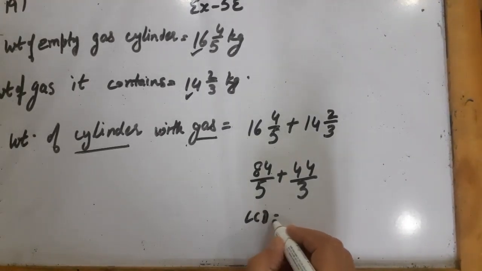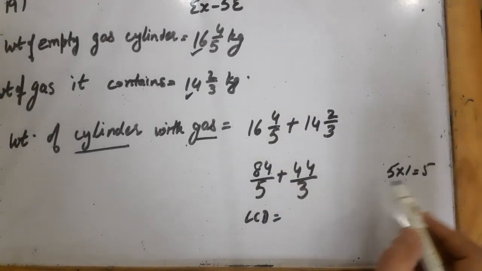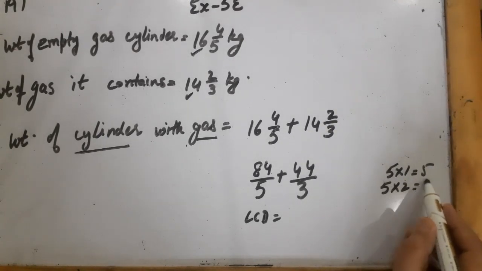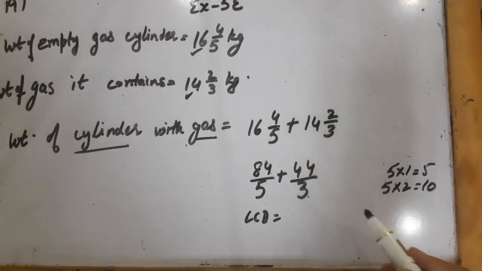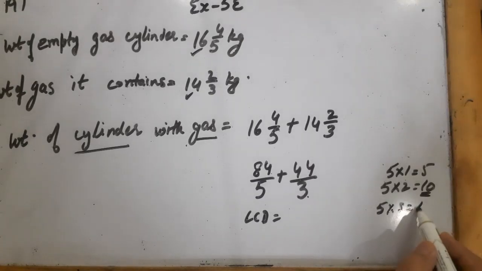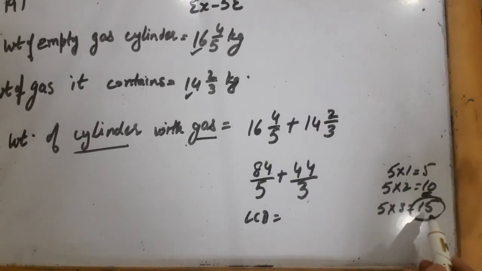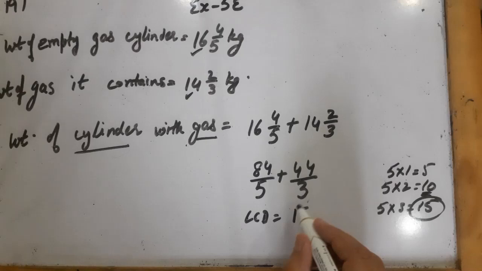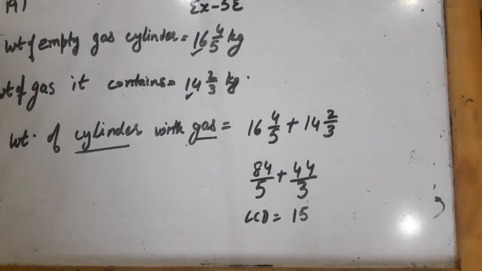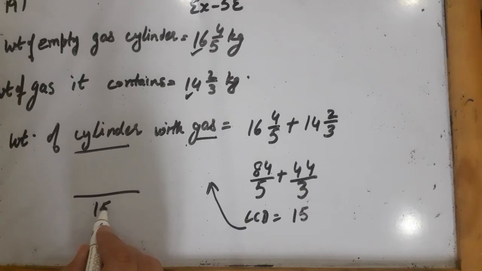So I'll say the table of 5. 5 ones are 5. Do you get 5 on the table of 3? No, so this cannot be my denominator. 5 twos are 10. 10, do you find 10 on the table of 3? No, so this cannot be my common denominator. 5 threes are 15. Do you get 15 on the table of 3? Yes, 3 fives are 15, so it means 15 will be my common denominator. So it means both the fractions will have the common denominator 15.